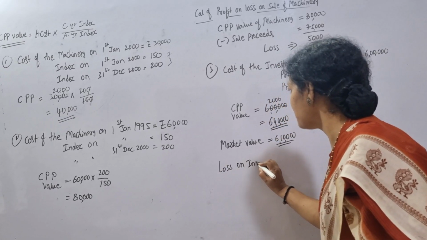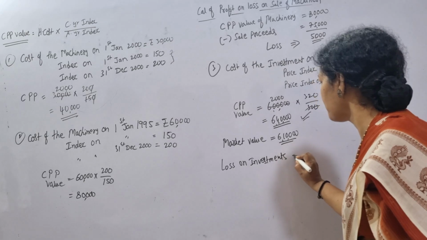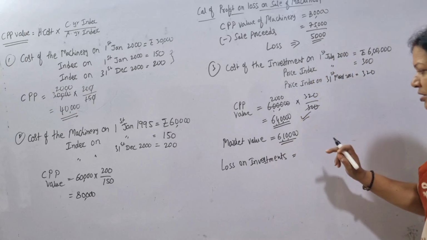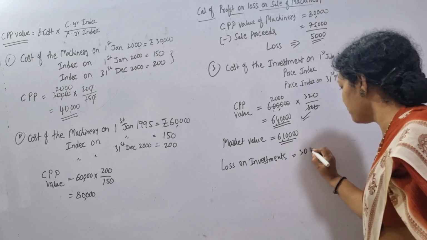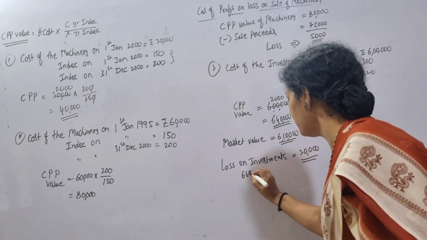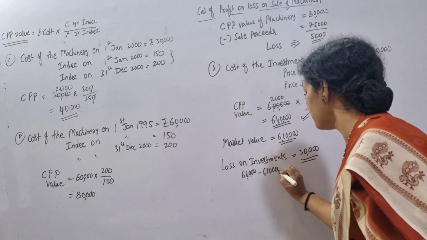We can say loss on investment is equal to how much? 6,40,000 minus 6,10,000, that is 30,000.